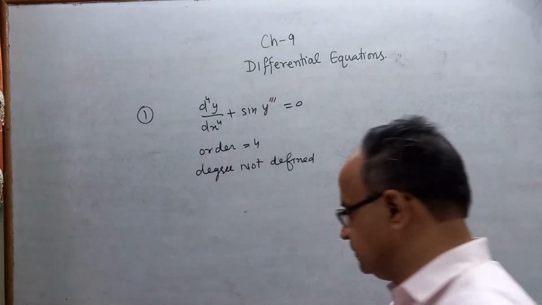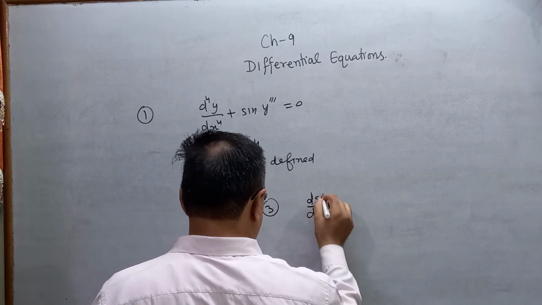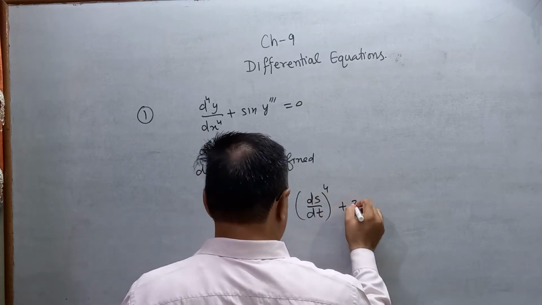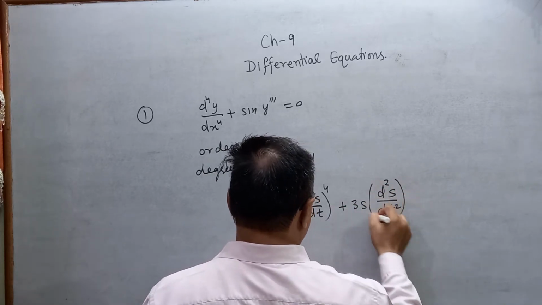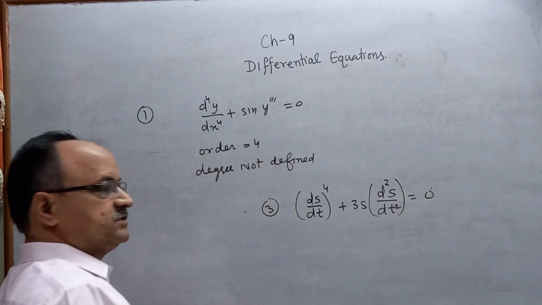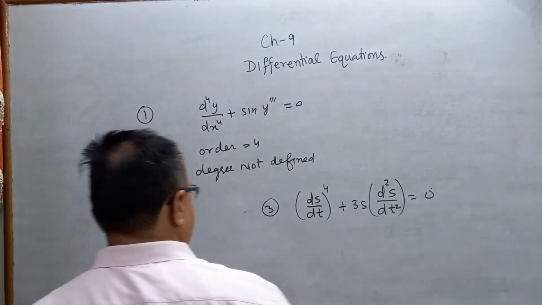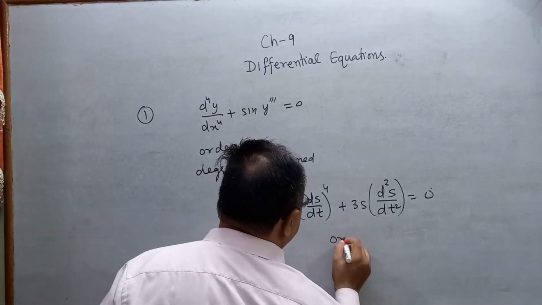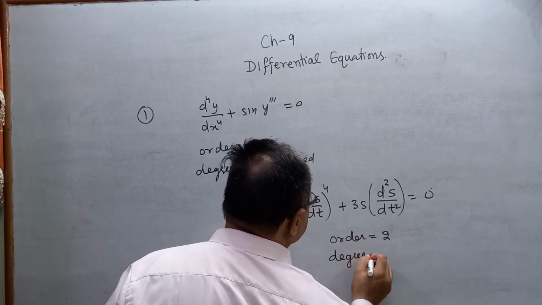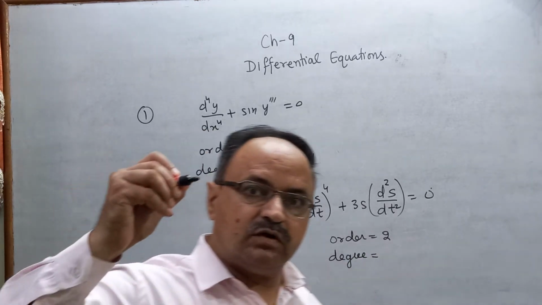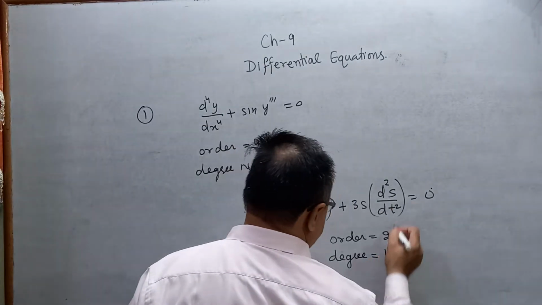In question number 3, (ds by dt) all to the power 4 plus 3s d square s by dt square is equal to 0. Firstly, tell me the order of this differential equation. Order means highest order. This is first order, this is second order. It means order is 2, and degree, the power of the highest order, is called degree. That is 1.